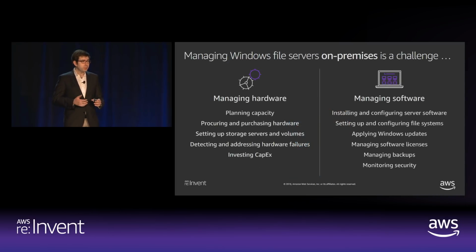And a big part of running Windows applications is operating the file storage for those applications. And probably something that most folks in this room can relate to is that managing Windows file servers on-prem is a pretty big challenge. There's really two big things that you need to worry about and think about when you're managing your Windows file servers. The first is managing the hardware. So everything from planning capacity to procuring and purchasing the hardware, often with long lead times, setting up storage servers and volumes, detecting and addressing hardware failures, and making CapEx investments.